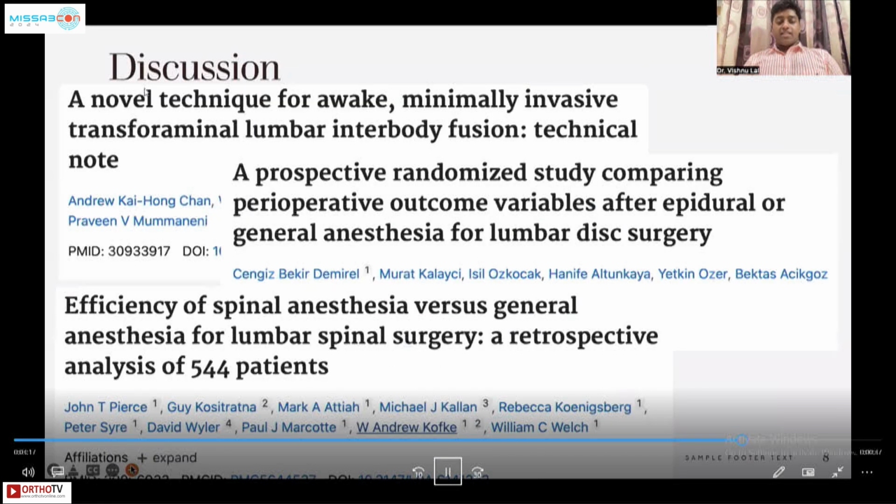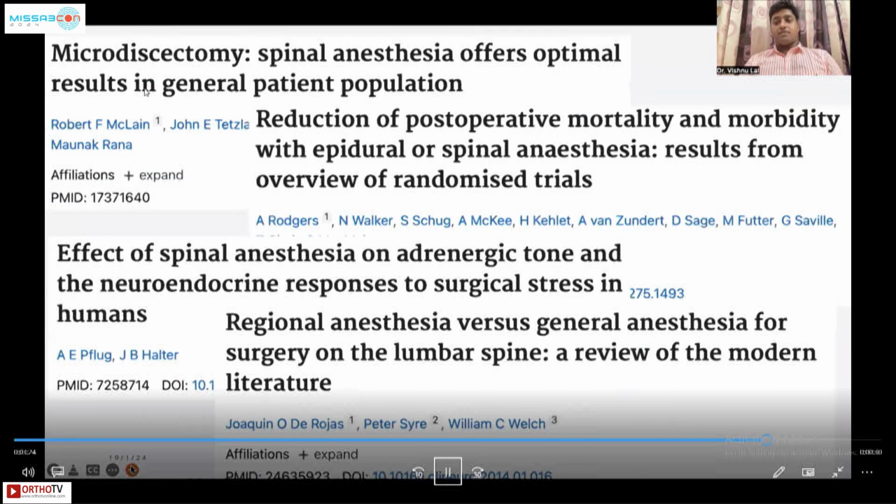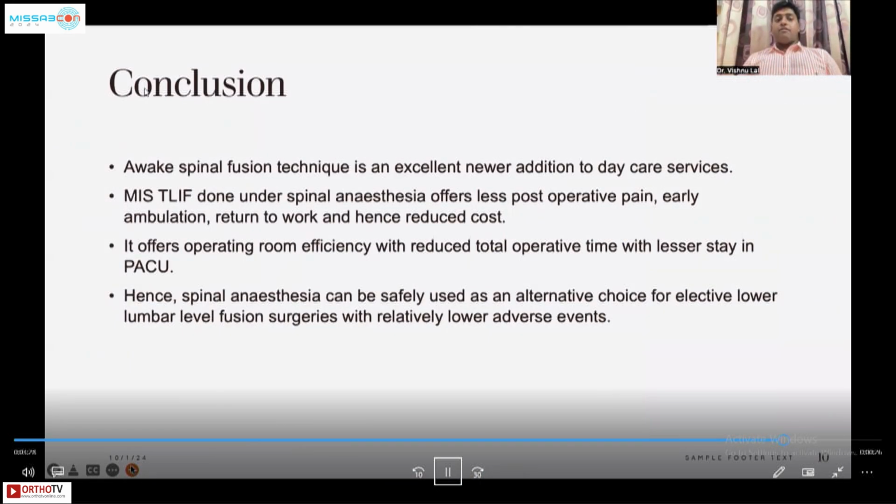As we can see, various studies have been done, and the trend of doing awake spine surgery should be practiced as a safer and more acceptable procedure. In conclusion, awake spine fusion technique is an excellent newer addition to daycare services, with a lesser stay in the post-operative care unit. Hence, spinal anesthesia can be used safely as an alternate choice for elective lower lumbar level fusion surgeries with relatively lower adverse effects.